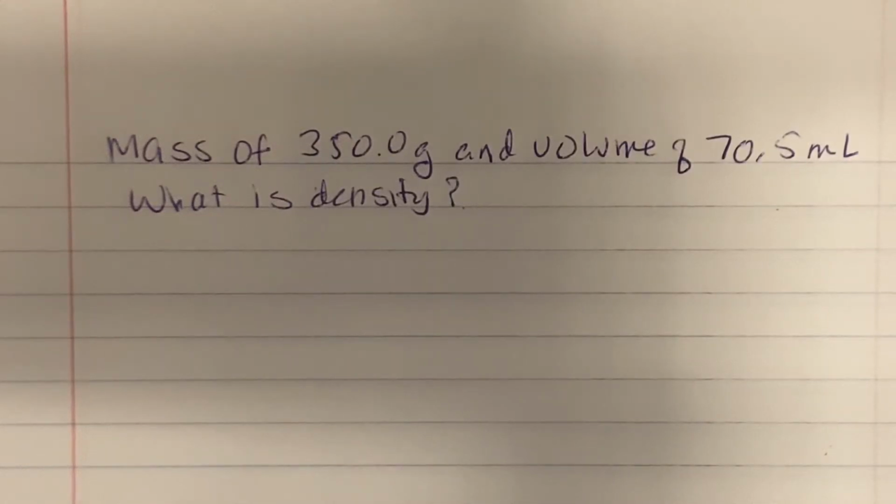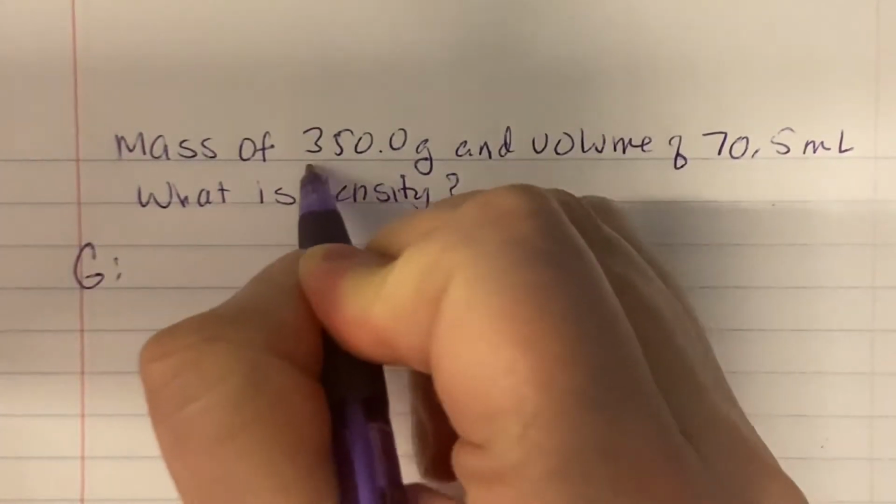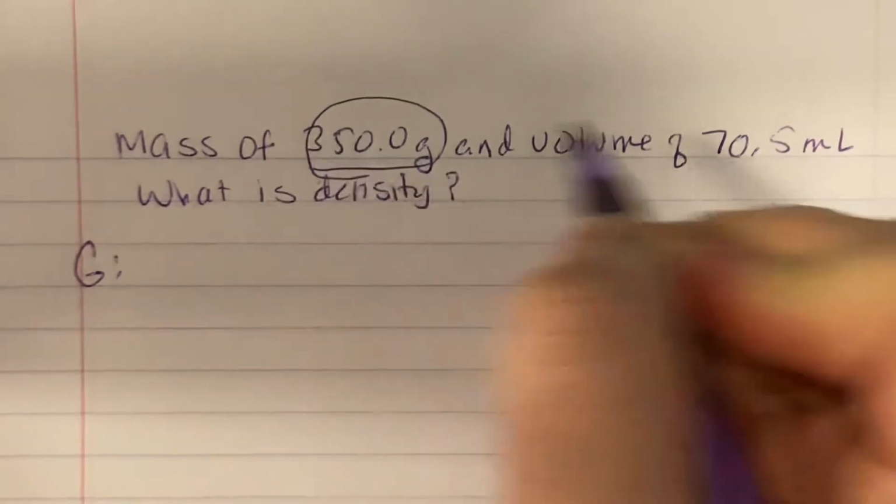All right, so on the density worksheet, we have a mass of 350.0 grams and a volume of 70.5 milliliters, and we want to find the density. So we're going to use GUESS again. We got to know what our givens are. So our givens are 350.0 grams.